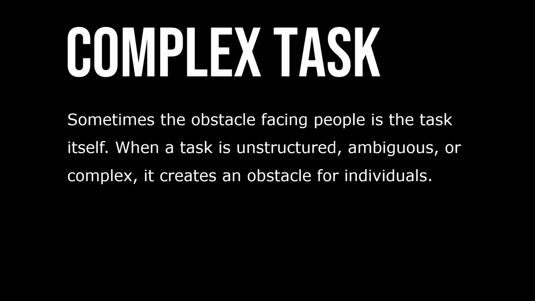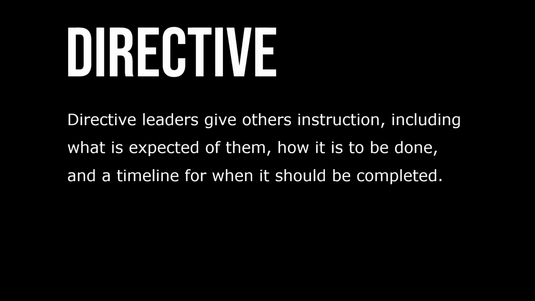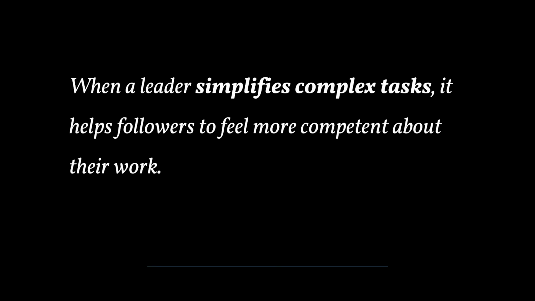Sometimes the obstacle facing people is the task itself. When the task is unstructured, ambiguous, or complex, it creates an obstacle for individuals. When a task is complex, the leader needs to use a directive leadership style to take charge and clarify the path or the goal. Directive leaders give others instruction, including what's expected of them, how it's to be done, and a time frame for when it should be completed. Being directive means setting clear standards of performance and making rules and regulations clear for others. When a leader simplifies complex tasks, it helps followers to feel more competent about their work.